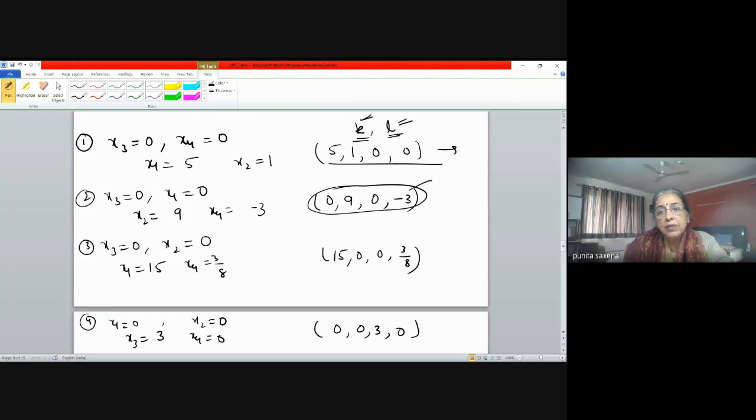One of the variables has taken a negative value, है ना? हम 0 तक तो ठीक था, but इसमें क्या हुआ? One of the variables has taken on a negative value. x4 minus 3 आ गया ना? That means what? This solution is violating the non-negativity restrictions.